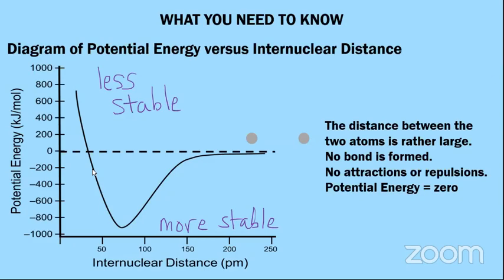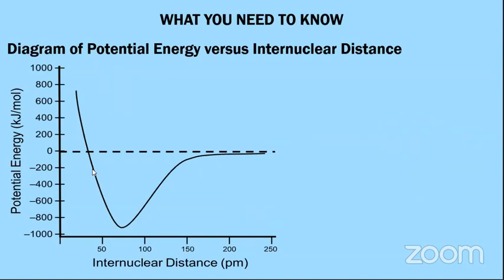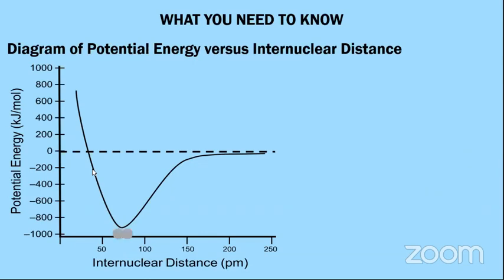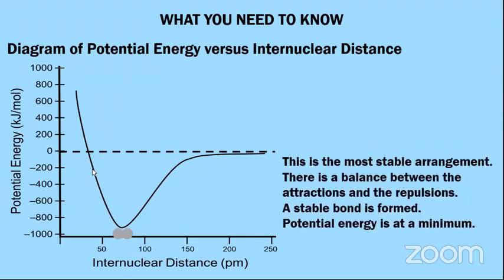What will happen if we bring them closer together is that the protons of one atom start to become attracted to the electron cloud of the neighboring atom. And so as that becomes a more stable arrangement, there is attraction between the atoms, potential energy is less than zero. Now it keeps moving down along the y-axis until we reach this local minimum. At this point, this is the most stable arrangement for the atoms. There is a balance between attractions and repulsions, and we have a stable bond. So that means that potential energy is at a minimum. This is the most stable arrangement.